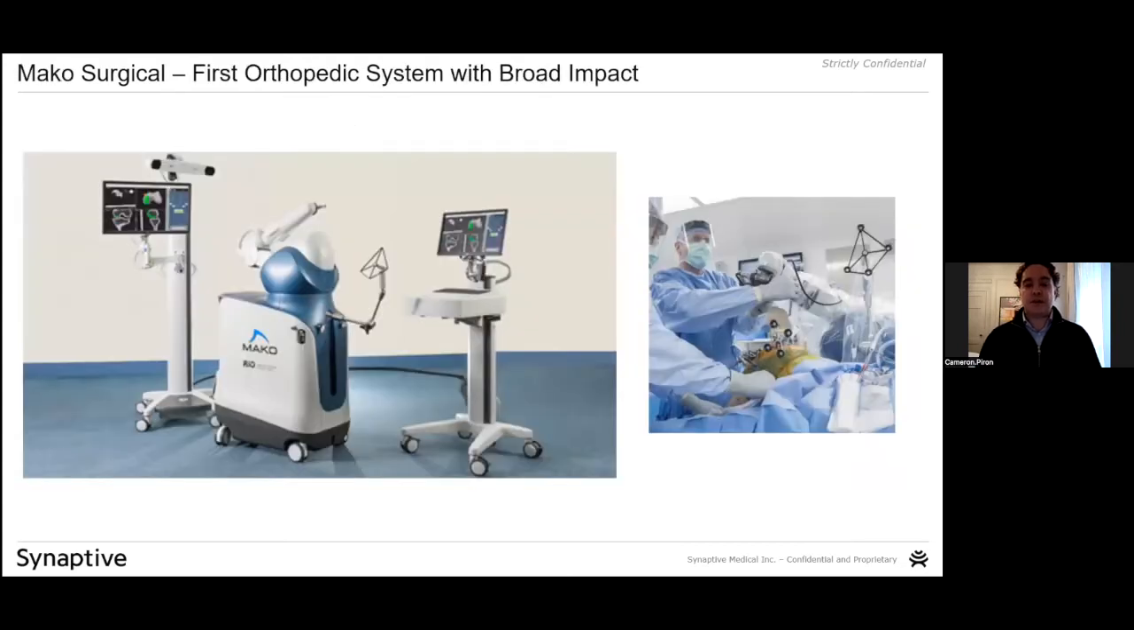Another company that was in robotics, Mako, a company that was founded in Florida. So that's why Mako Shark.